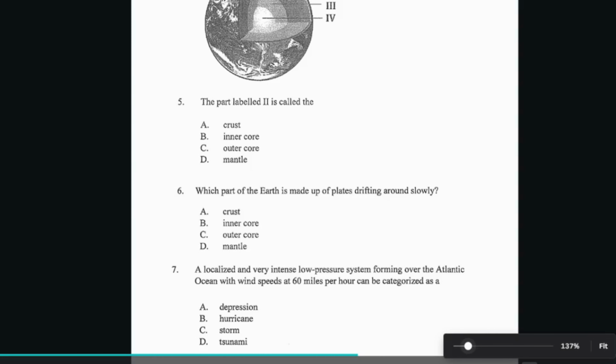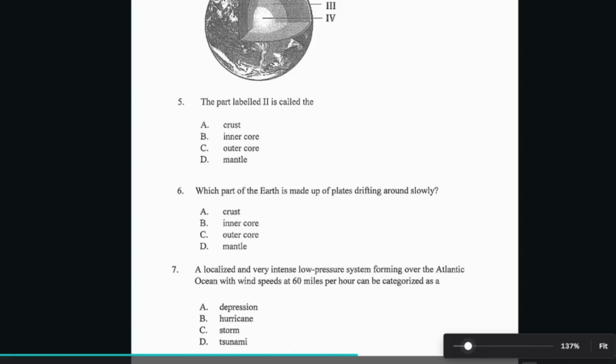Anytime that you're doing multiple choice, you want to eliminate some answers. So tsunami would be one that I would eliminate from this. So we are looking at these three right now. The answer would be depression, hurricane, or storm. Now you need to know the wind speeds as I was telling you.